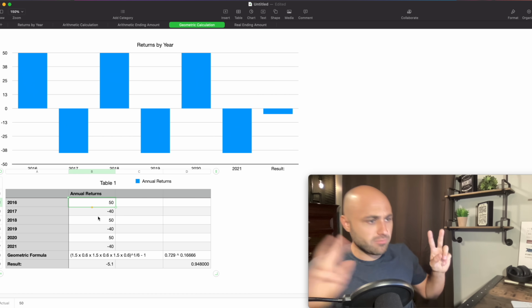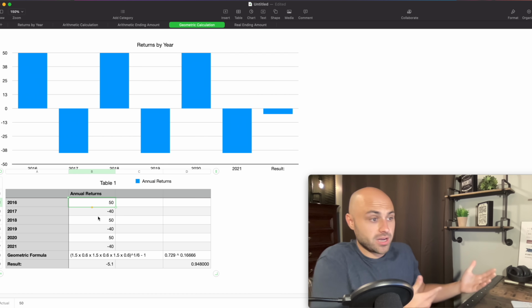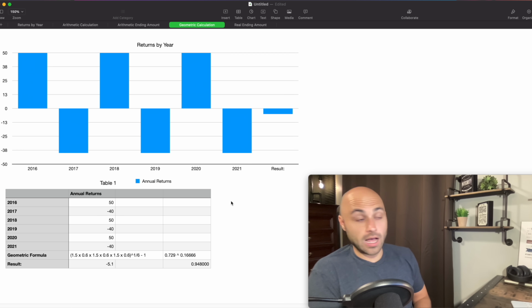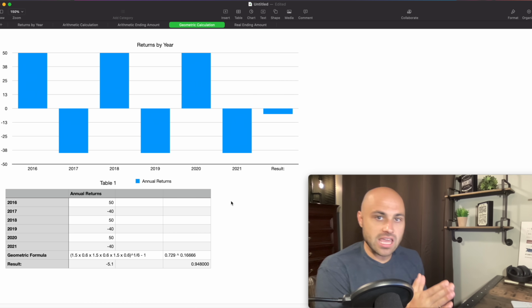Just in case you thought that I was manipulating the numbers here just to prove a point. The only thing that I manipulate here, there's not really any investments that periodically flip back and forth between 50 and 40, but there are extremely volatile investing instruments out there. So something to keep an eye on.